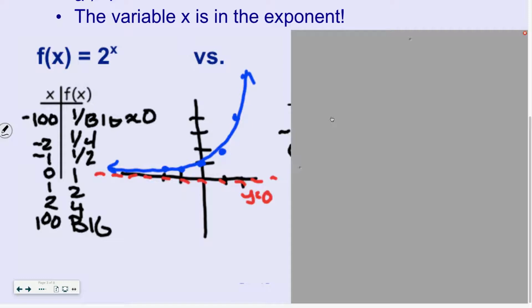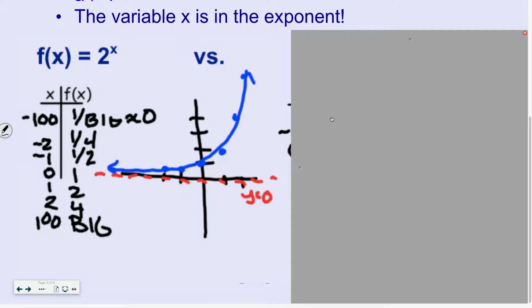Now, would you all agree that without a calculator, if I asked you to do 2 to the 100, you don't know the answer? But at the very least, you could agree that that number is very large. Okay, so I just said it's a big number. It's way out there, right? Okay. And then, likewise, if I put in negative 100, that would flip it, and it would make it 1 over 2 to the 100, which would be 1 over a very large number. And 1 over a very large number is really close to 0.